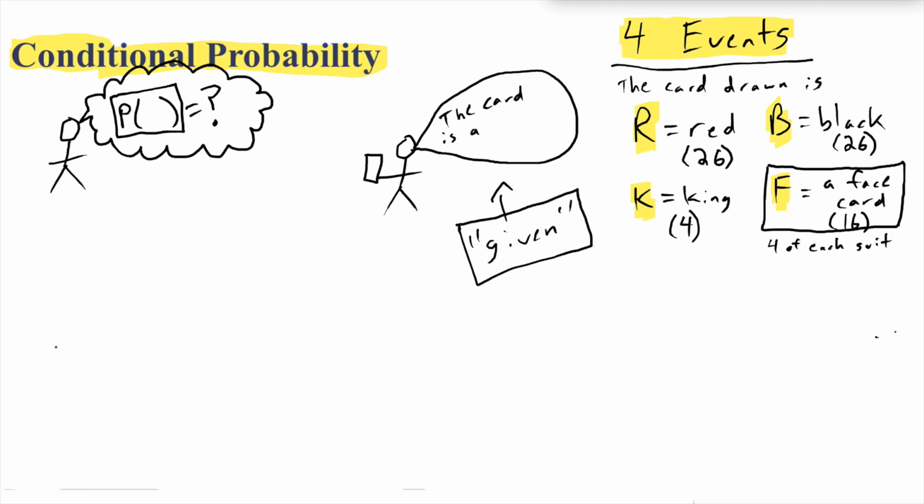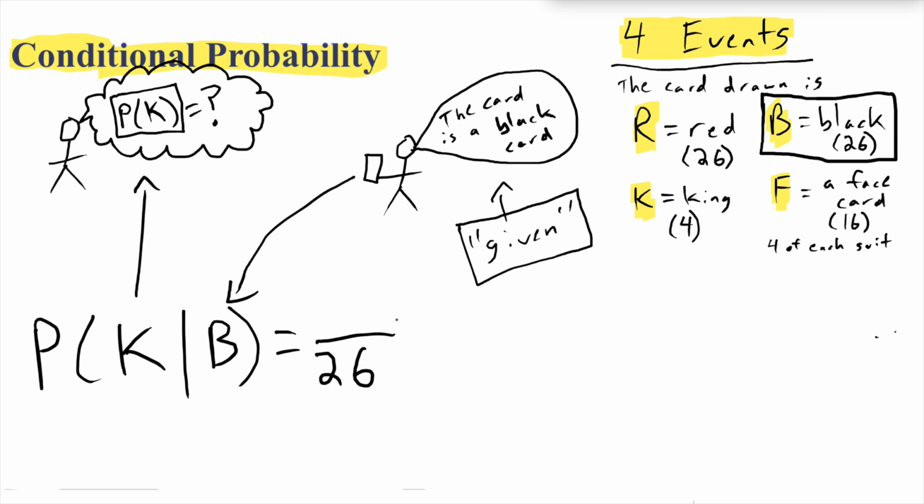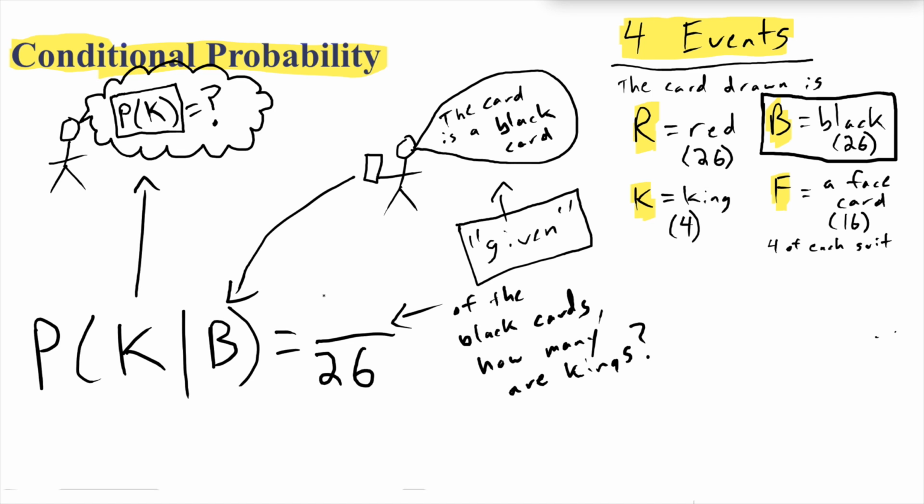Let's find another conditional probability using these same events. Let's find the probability that it's a king still, but now we're going to be given that the card is black. Now that we know the card is black, how many possible outcomes are there? There have to be only 26 possible outcomes now, because this card cannot be anything but a black card. And of those, how many are kings? Well, that has to be 2. There's a king of clubs and a king of spades. So this conditional probability simplifies down to 1 over 13.